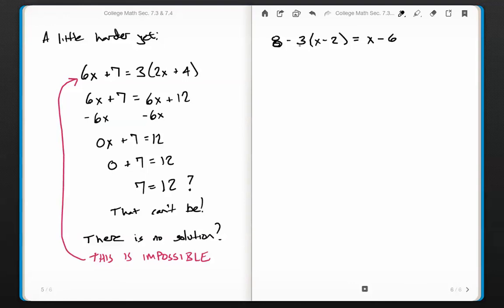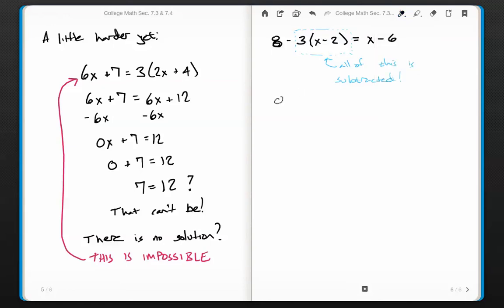Now, this distribution is a little tricky too, right? These are all in the little harder yet category. We're subtracting this whole thing. So this whole blue box, all of this is subtracted. So I have to take away not only the 3 times x, but I have to take away also the 3 times the negative 2. So what's going to happen here? The distribution gets tricky.